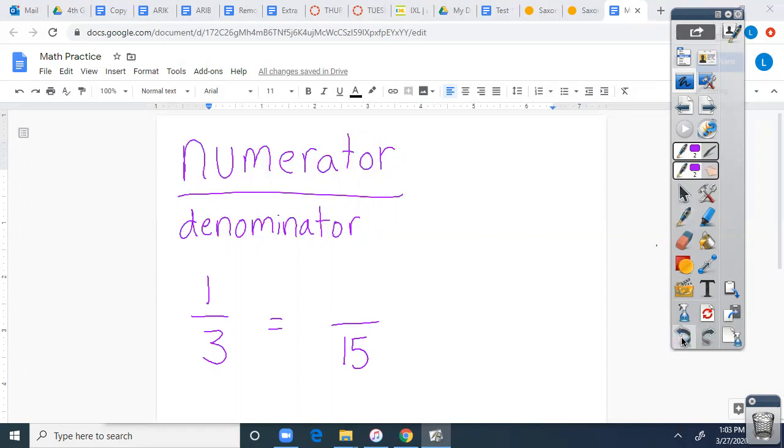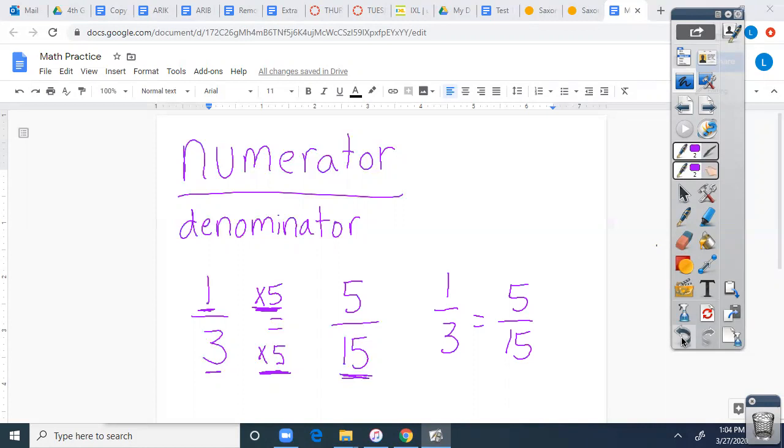So remember what we talked about yesterday? What we do to the bottom, we have to do to the top. So 3 times 5 gives us 15. 3 times 5 is 15. So that means we did this to the bottom times 5. So we're going to do that to the top times 5. So 1 times 5 is 5. So that means 1/3 equals 5/15. 1/3 equals 5/15. So if you had a question that said, what fraction with a denominator of 15 is equal to 1/3, that's how you would solve it. It would be 5/15.